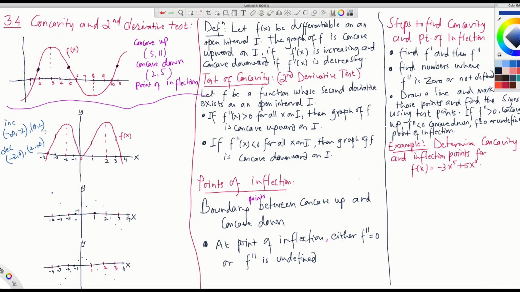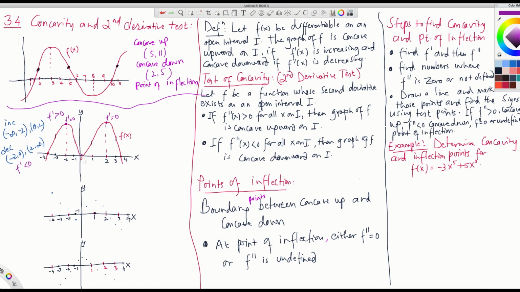In the increasing intervals, f prime is positive. In the decreasing intervals, f prime is negative. Now let's look at x equals -2: here f prime is 0. f prime is 0 at x equals -2 and at x equals 2.